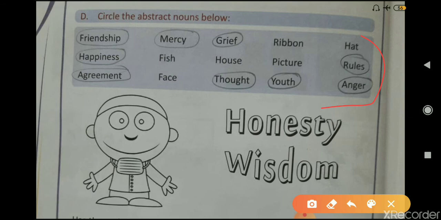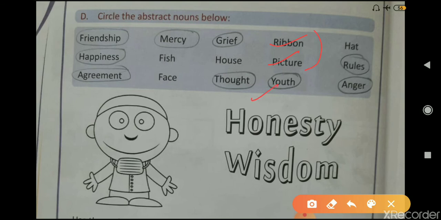So first abstract noun is friendship. So circle this one. Then happiness, agreement. Okay, then here mercy is also an abstract noun. Fish is not an abstract noun, and face is also not an abstract noun. Okay. Then grief is an abstract noun. House is not an abstract noun. Thought, you have to circle it because this is also an abstract noun. Then ribbon and picture, these both are not abstract nouns.